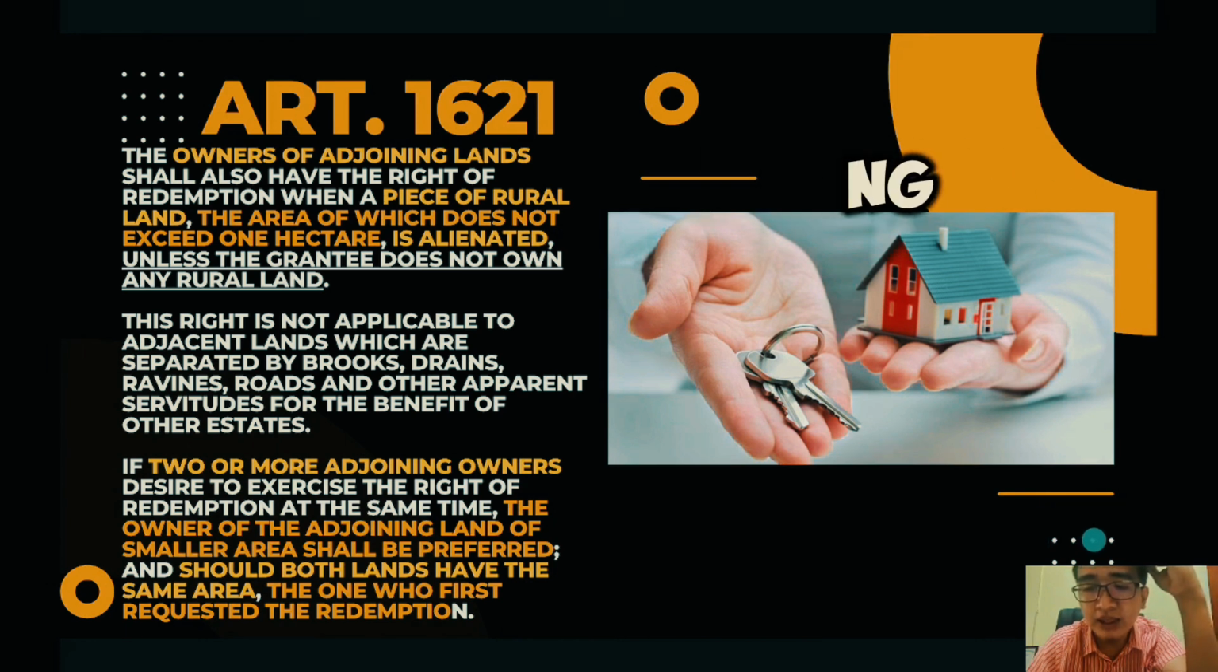Pero kung parehas sila ng area, let's say for example, parehas silang area ng 300 square meters, the one who first requested the redemption shall be preferred. Let's say for example, si A naman ang nauna, then si A ang preferred. Okay?